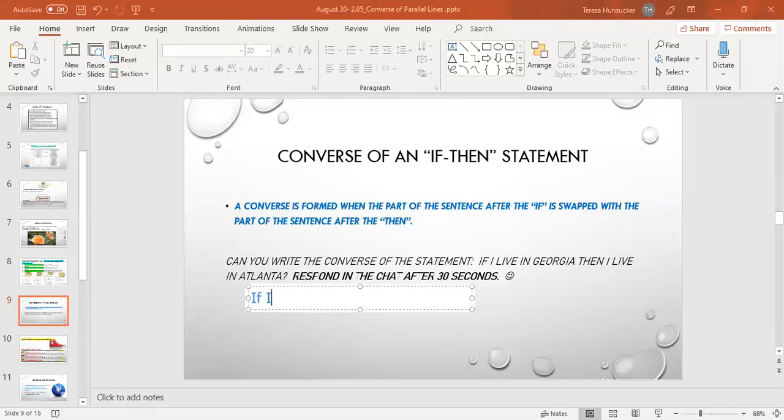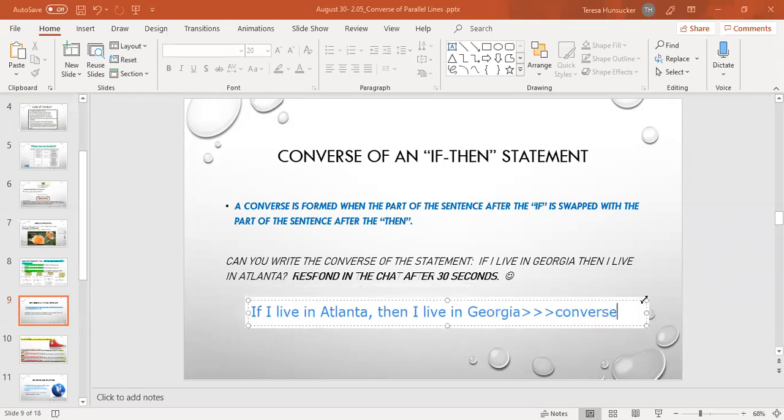If I live in Atlanta, then I live in Georgia. Okay, that's the converse. All right. It's just switching what follows the if with what follows the then. All right, moving on.